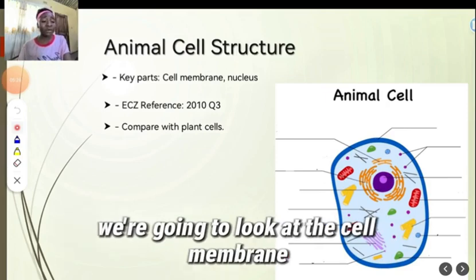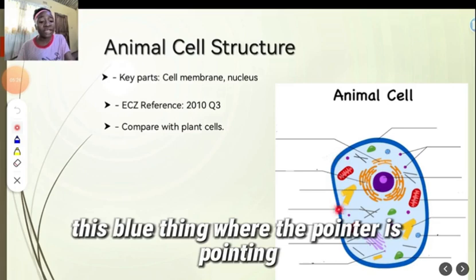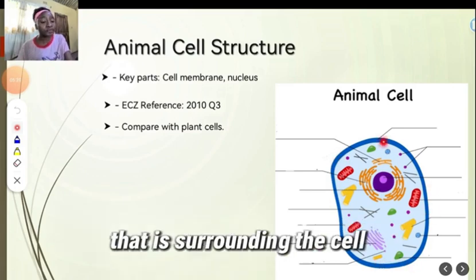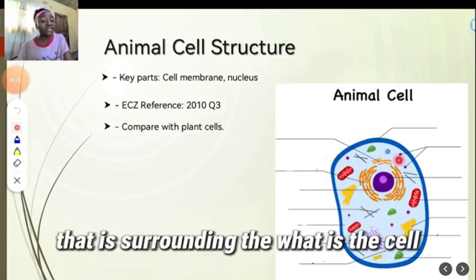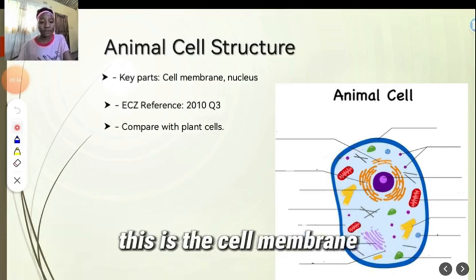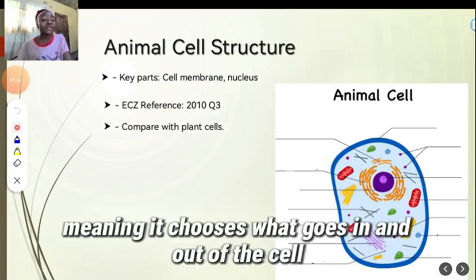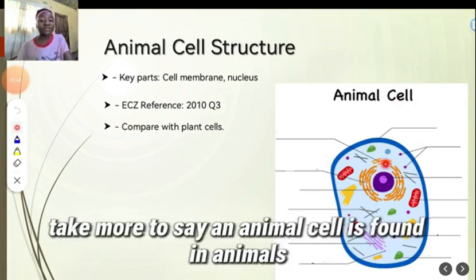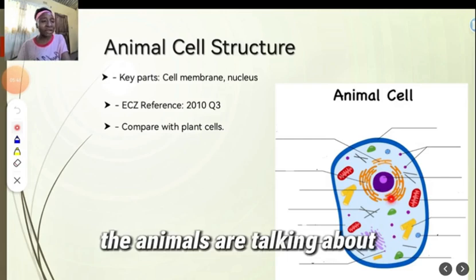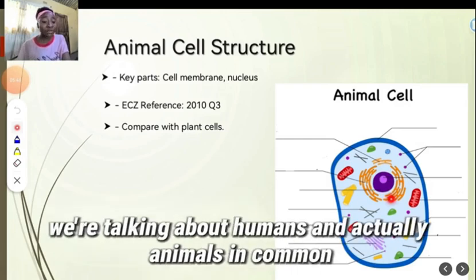We're going to look at the cell membrane. This blue thing where the pointer is pointing, that is surrounding the cell. This is the cell membrane. We've already looked at its function: it is selectively permeable, meaning it chooses what goes in and out of the cell. Take note that an animal cell is found in animals. The animals we're talking about are humans and animals in general.